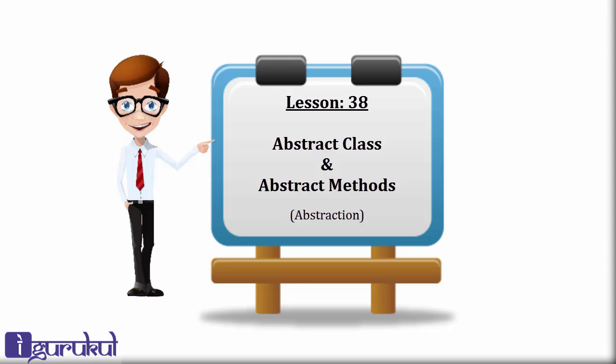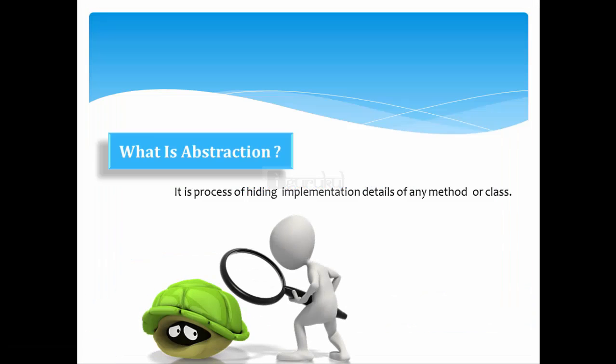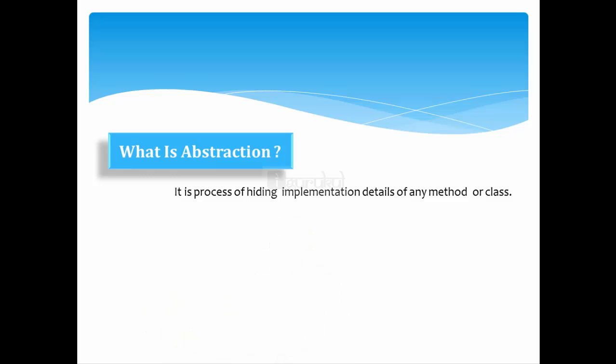Hello everyone. In this tutorial, we will learn about abstraction. Abstraction is a process of hiding implementation details and showing only the functionality to the user. You can consider it like this: you can see a movie without knowing the details, that is, how much time it took to create that movie.